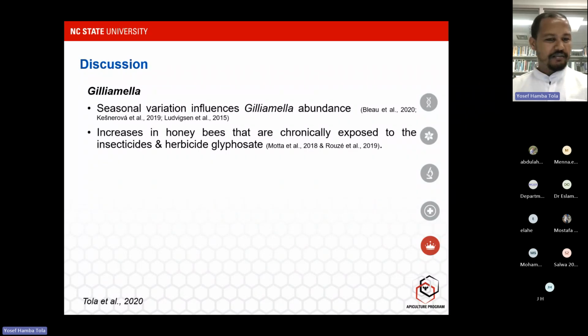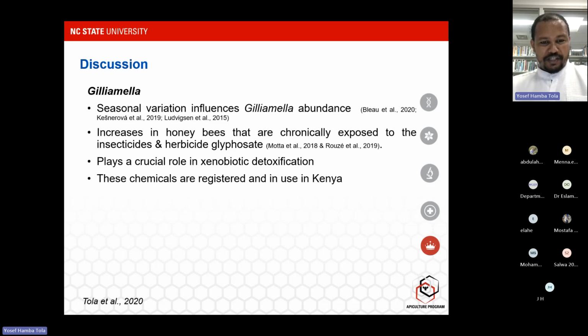When the bees go to the flowers foraging, they can get the pollen or whatever with toxic compounds, like compounds from herbicides or insecticides. Gilliamella helps them to detoxify and break these down. So that's why, when there is such a factor in their body, it increases in abundance in their system. So this is the importance of this species. And as we found out from a survey of literature and other information, most of these herbicides and insecticides are registered and used in Kenya, even in the coastal region. That's what we found.